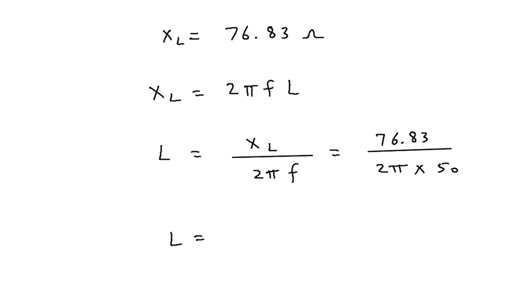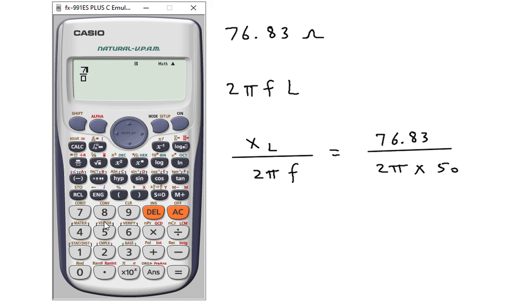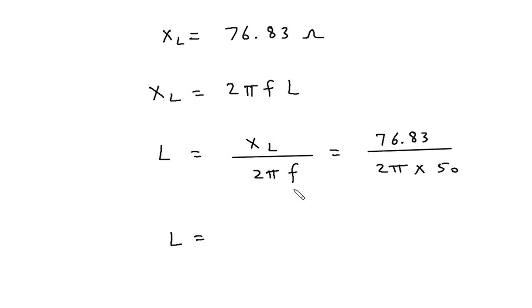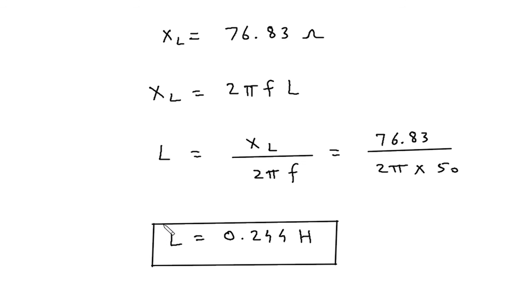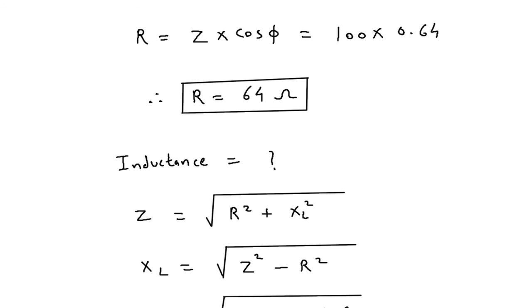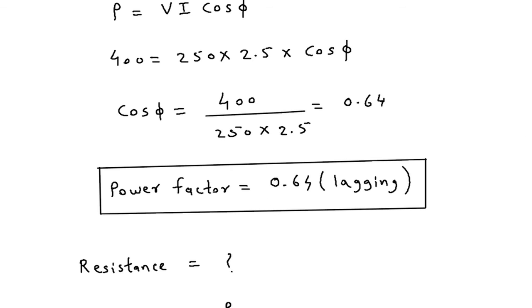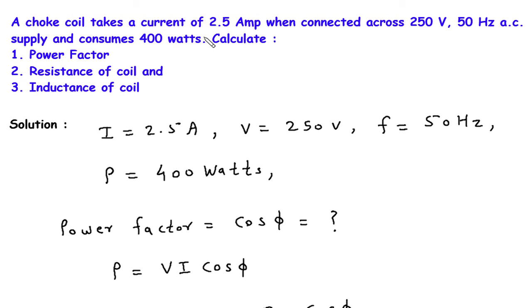So therefore L is equal to 76.83 divided by 2 into pi multiplied by 50. So this will be 0.244 and its unit will be Henry. The unit of inductance is Henry. So this is the value of inductance. This is the value of resistance and this is the value of power factor. This is what we have to find in this question.